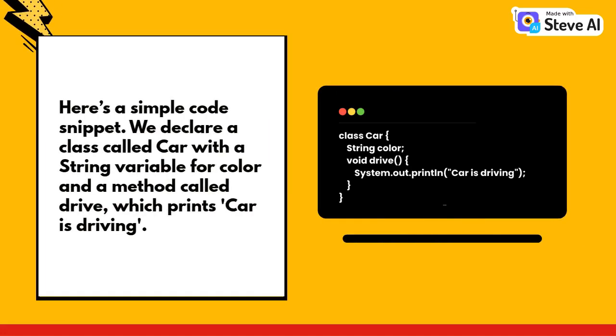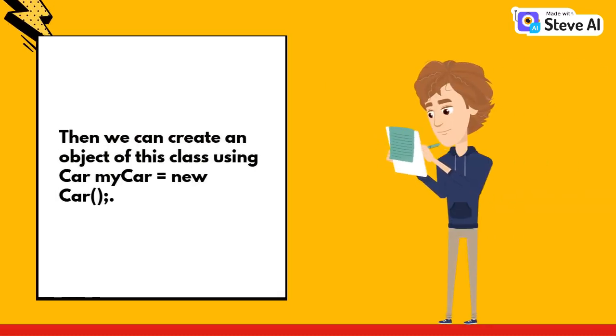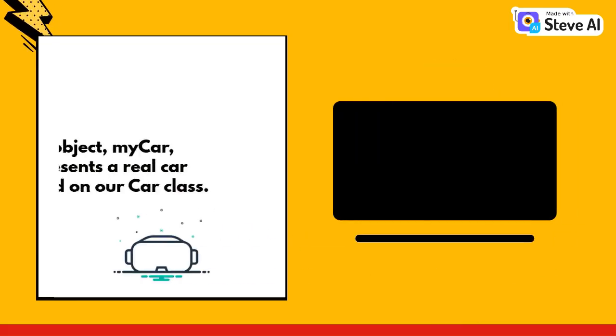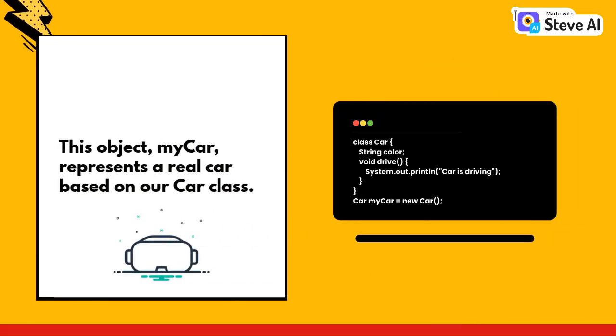Here's a simple code snippet. We declare a class called car with a string variable for color and a method called drive, which prints "car is driving". Then we can create an object of this class using car myCar equals new car. This object, myCar, represents a real car based on our car class.